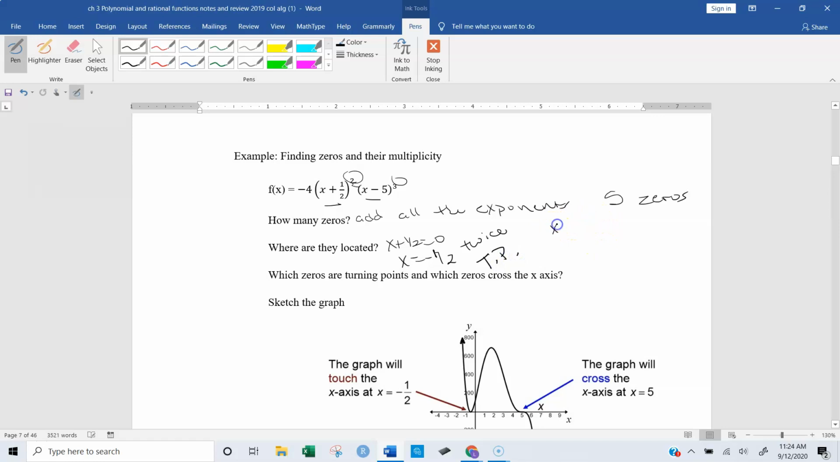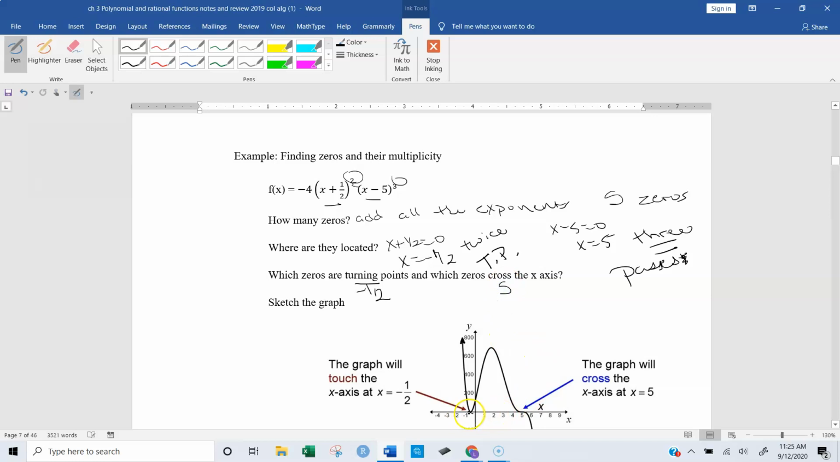Now we look at the next factor, x minus 5 equals 0. So x equals 5. We have 3 of these. So since this is odd, it passes through. It's going to flatten out, but it's going to go through. Okay, so turning point at negative 1/2, and it crosses through at the positive 5.